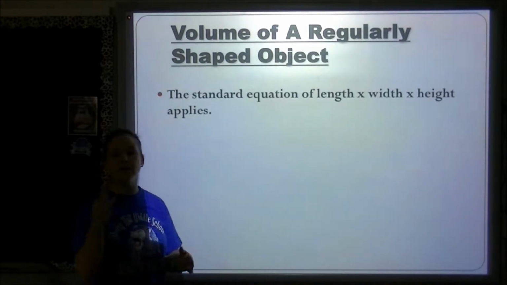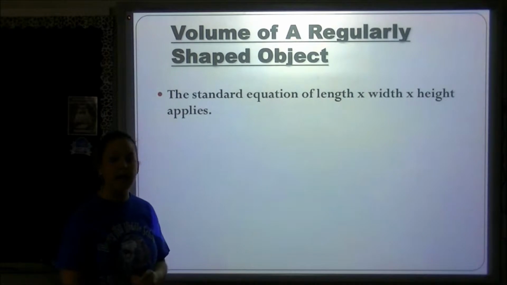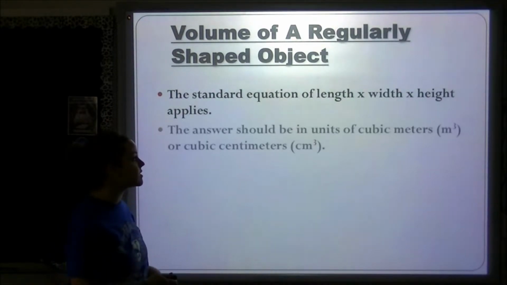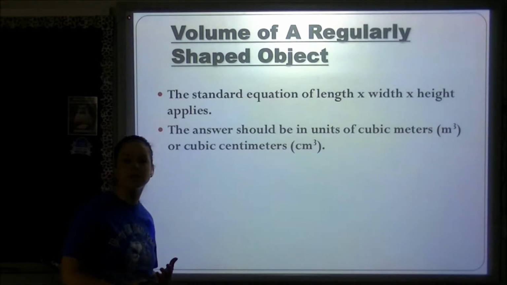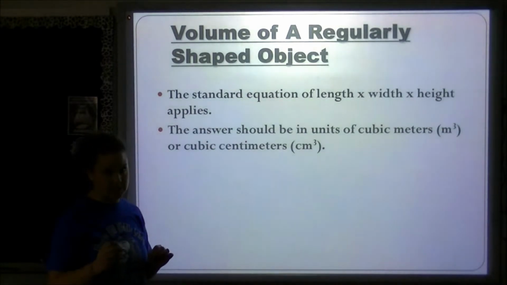So if we're looking at a regularly shaped object, let's say a box or a book, okay, we can use what we learned in math, length times width times height. And this is a three-dimensional measurement, so our units are going to be in cubic meters, cubic centimeters, cubic millimeters, using the metric system in science.